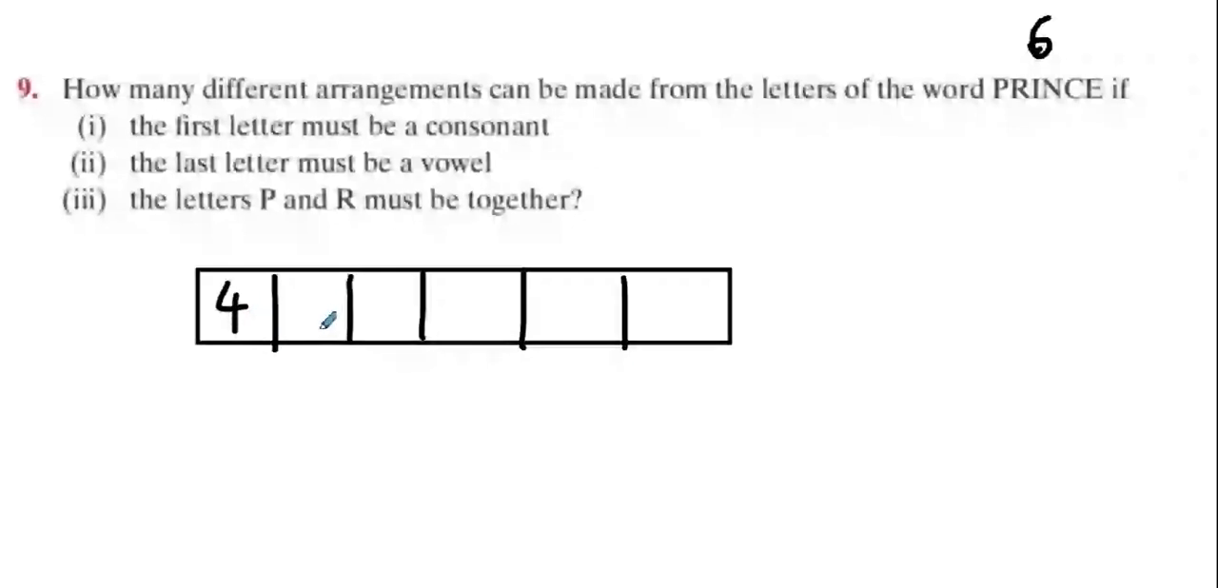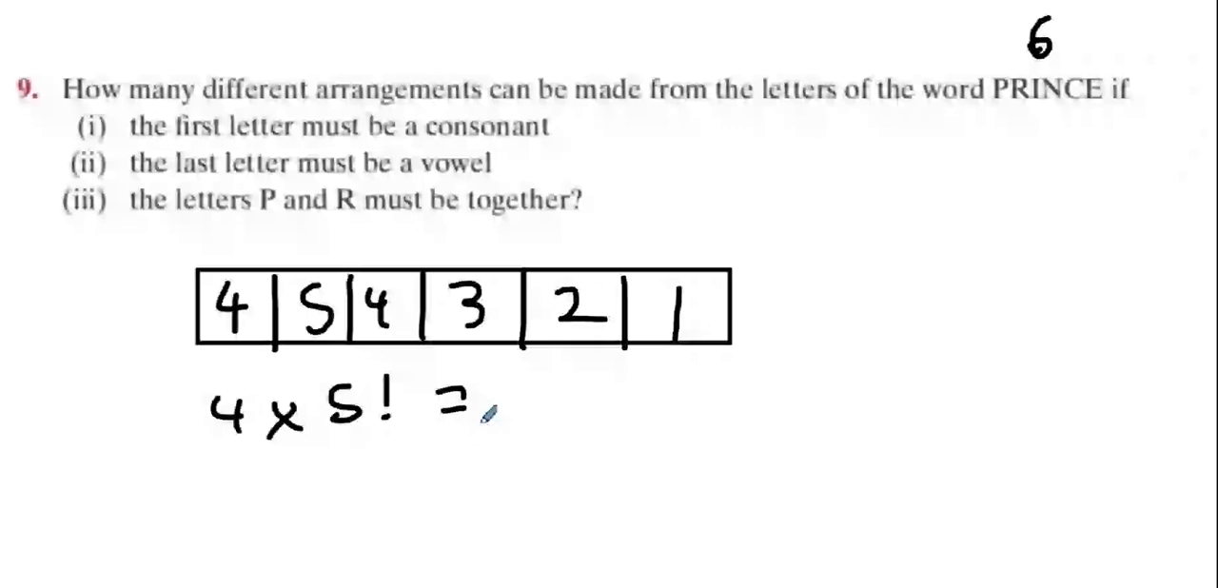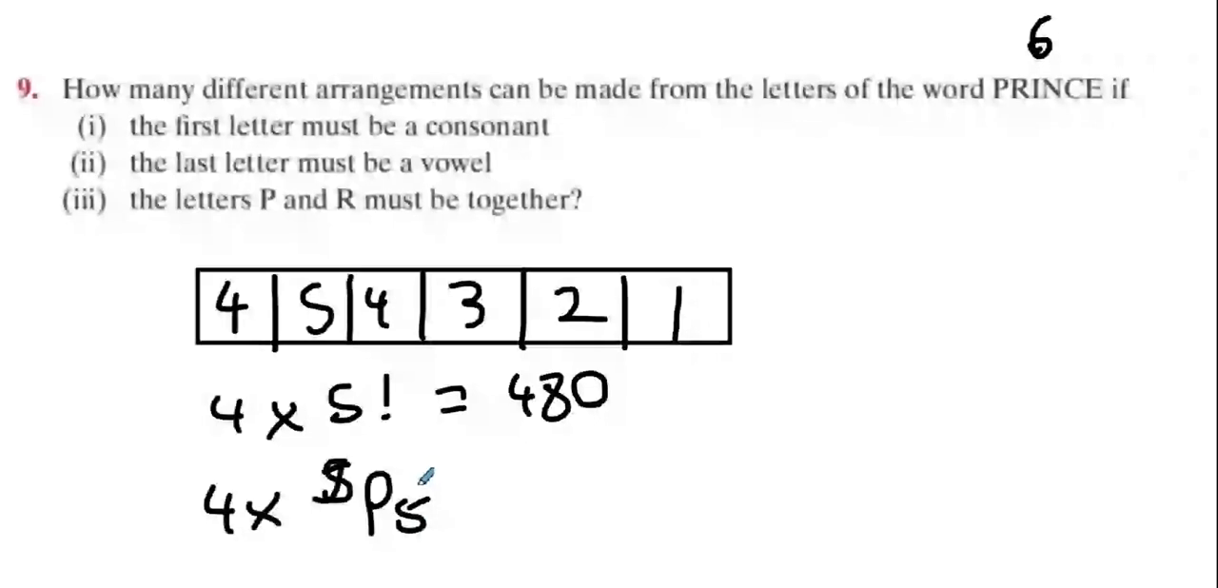And then after that, how many letters remain? 5, 4, 3, 2, and 1. So you're going to do 4 multiplied by 5 factorial, which is 480. Or some of you might have done it as 4 multiplied by 5 pick 5. Is that right, you guys?